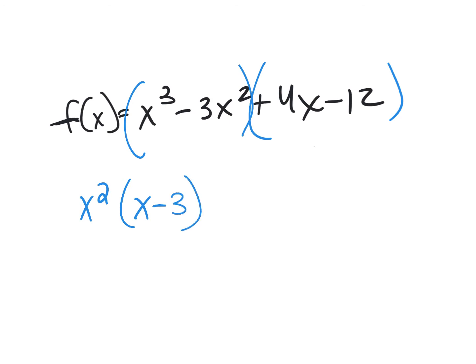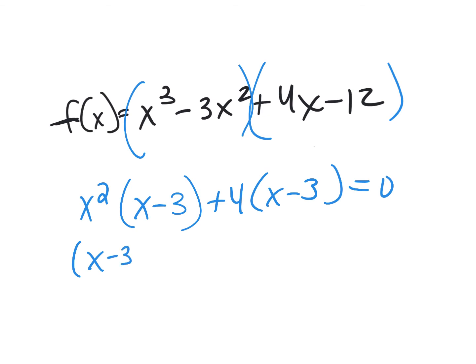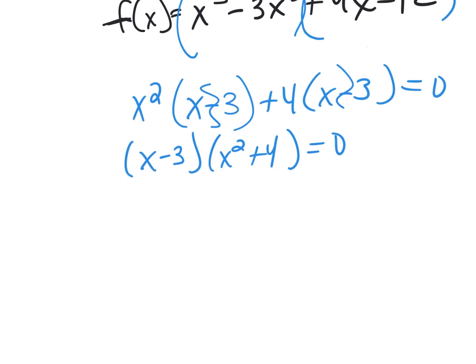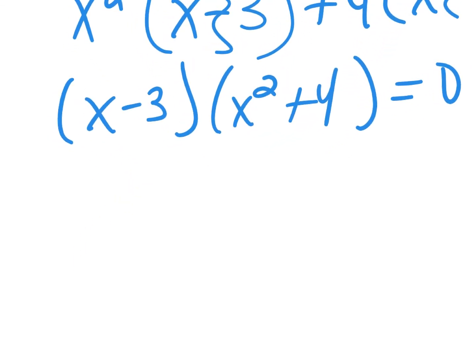In the second parenthesis, what can I take out? 4. What kind of 4? Positive. I'm going to take out a positive 4, and I'm left with x minus 3. Does everybody see that? The new GCF is x squared plus 4 and then the x minus 3. So I have x minus 3 one time, and then I have x squared plus 4 equals 0. Agreed? What do you see in your solutions already? I see imaginary and I see real.